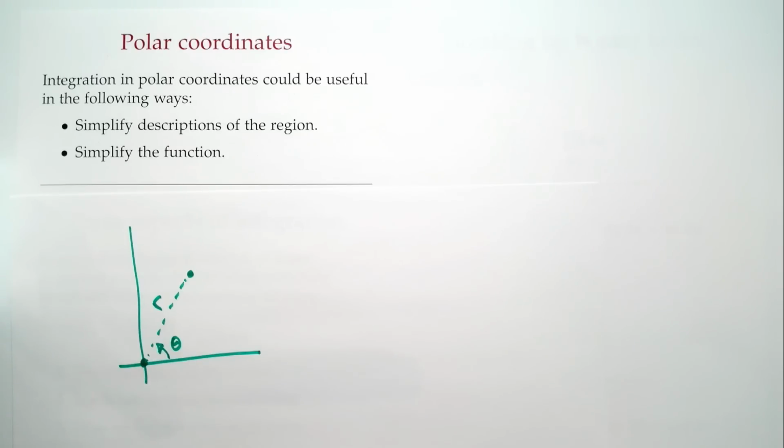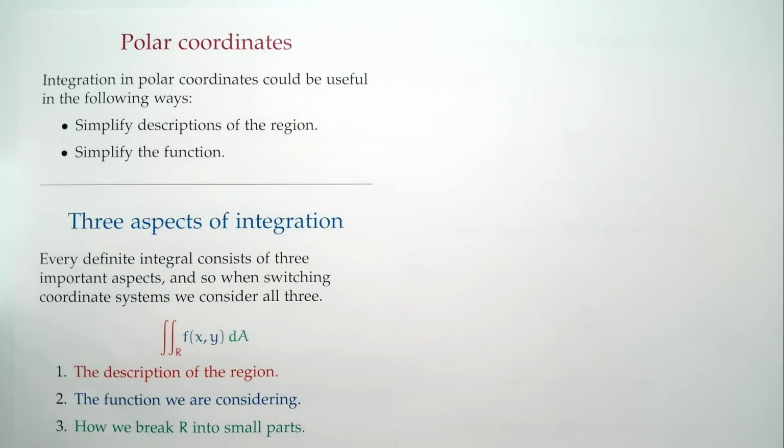So how do we go about integrating polar coordinates? Well, it's important to understand integration. In particular, when you think about integrals, every integral that we're going to deal with always has three very important parts. And if we understand all three of these parts, we can do a lot. So what are the three parts of an integral?